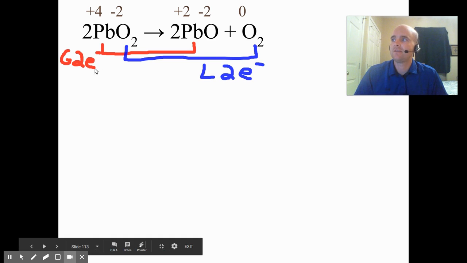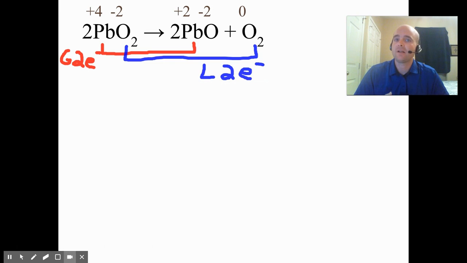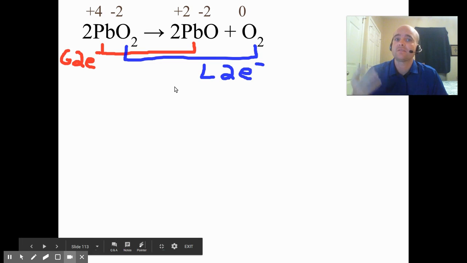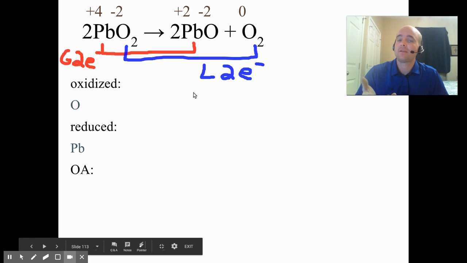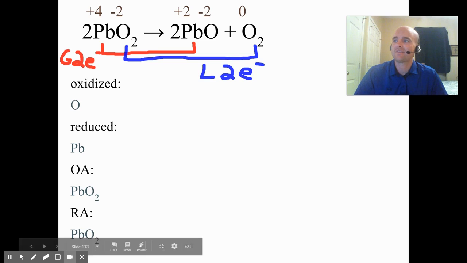Once this is done, it's easy to now use the oil rig mnemonic to now see which one is oxidized, which one is reduced. The one that's oxidized is the one that lost, so that would be oxygen, and then the one that's reduced is going to be lead. So now, which one would be the oxidizing agent or the reducing agent? Those are going to be reactants. Well, now since I only have one reactant, they're both going to be oxidizing agent and reducing agents. Yeah, that can happen. I think that's why they kind of don't really put it on the AP test.